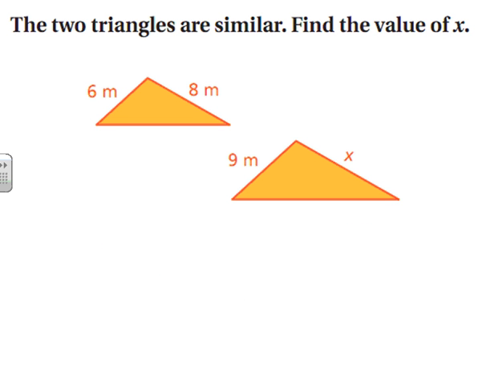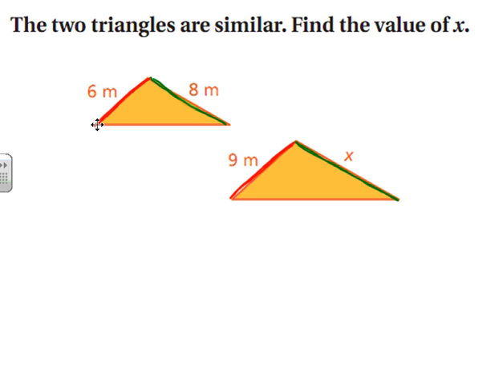In our first example, we have two similar triangles and we need to find the unknown value of x. To start, I'm going to label the corresponding sides. So I can do the shorter side of the small triangle compared to the shorter side of the bigger triangle, and the medium length side of the small triangle to the medium length side of the big triangle.